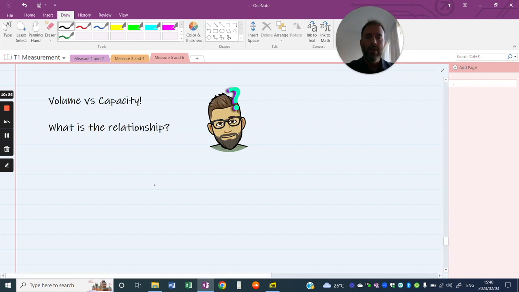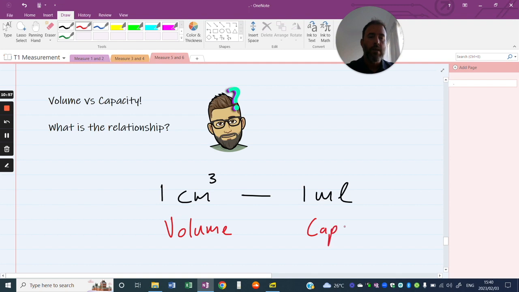Okay, so the conversion, and just remember conversions have to be given to you, except for the metric system, don't forget about that. So the conversion for volume to capacity is 1 centimeter cubed is the same as 1 milliliter. On the left we have volume, how much space is inside a 3D object, and on the right we have capacity. So these two are interchangeable.